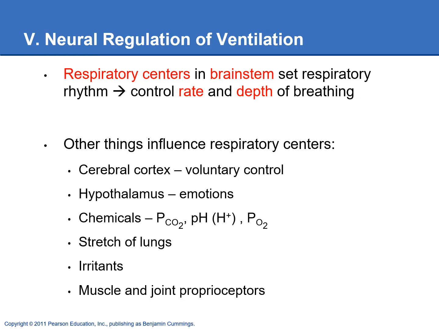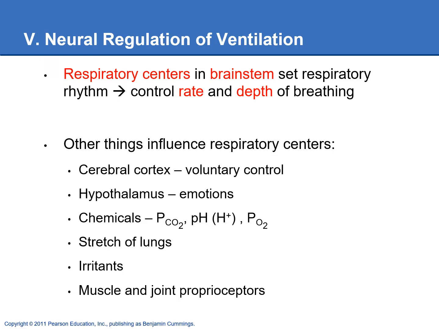The cerebral cortex: you do have some voluntary control over your respiratory rate and depth. The hypothalamus with the limbic system: the emotions can actually change your respiratory rate and depth. So for example, when you get angry, you'll start breathing faster.